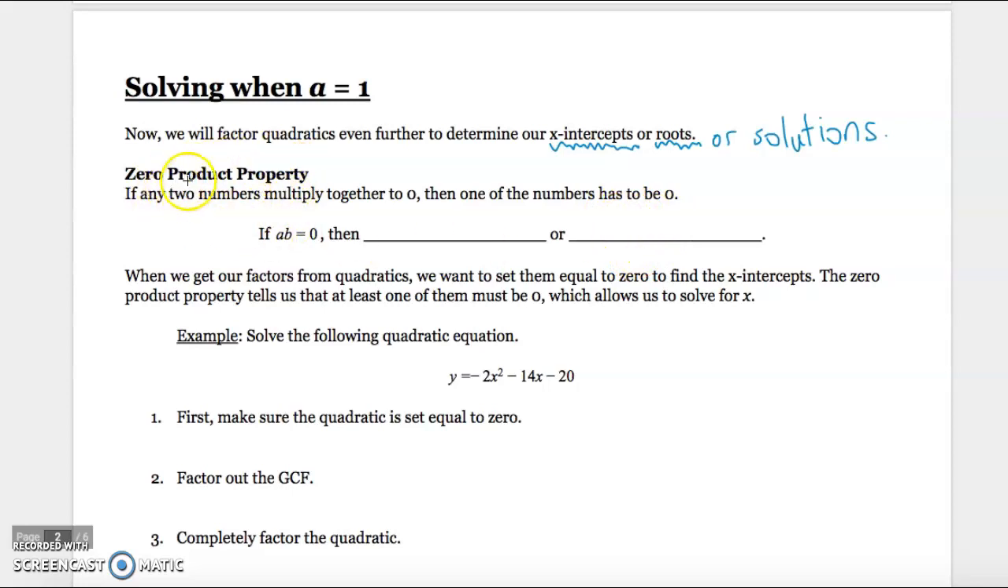Basically, if you have any two numbers multiplied together and you get 0, then that means that one of your numbers has to be 0, right? There's no way for me to multiply like 2 and 2 and get 0. The only way you multiply two numbers to get 0 means that either A has to equal 0 or B has to equal 0. And so once we get factors from our quadratics, we set our factors individually equal to 0 to find our x-intercepts.